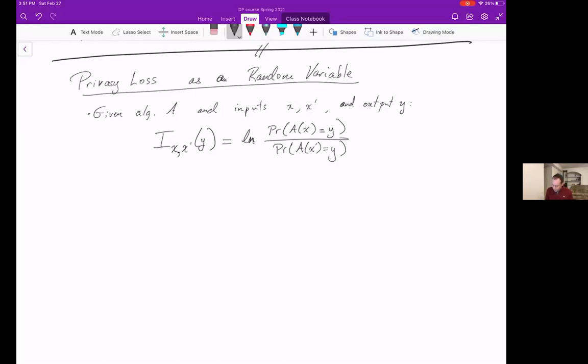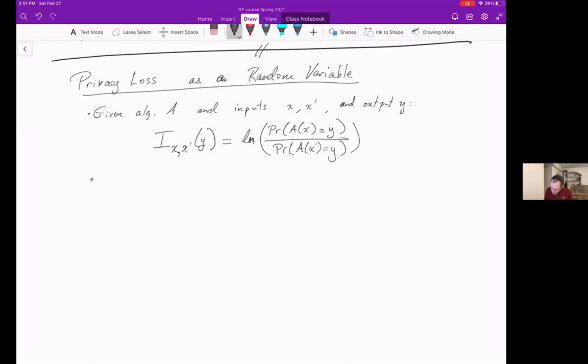All right, so this is a deterministic function. Notice that there's no random variable here. Once I tell you x, x prime, and y, there's just one number. But in some sense, this tells us how much information we've gained, based on the output, about whether the input came from x or came from x prime.